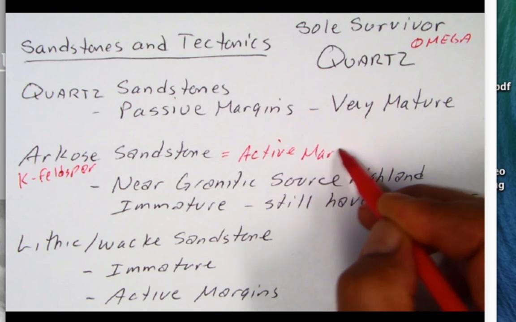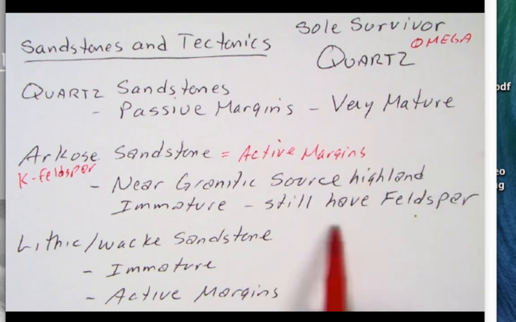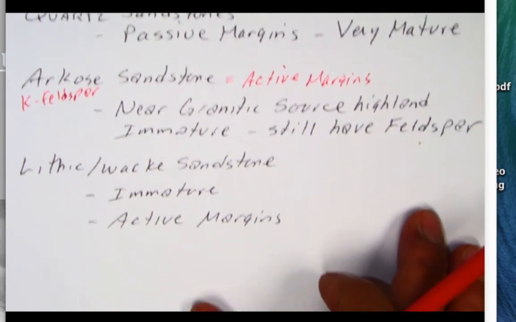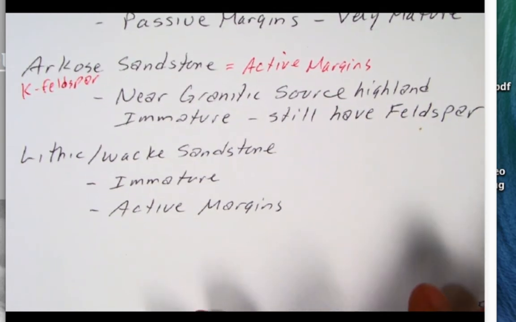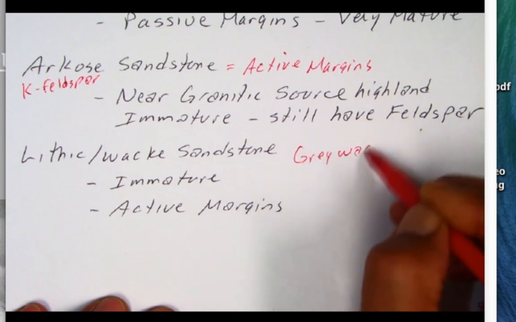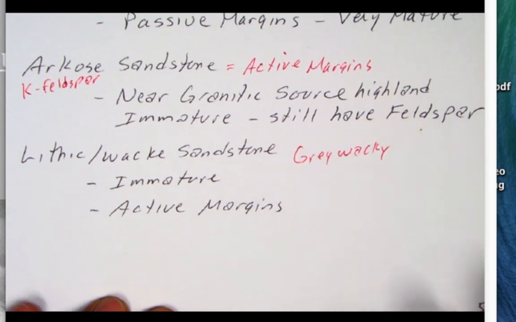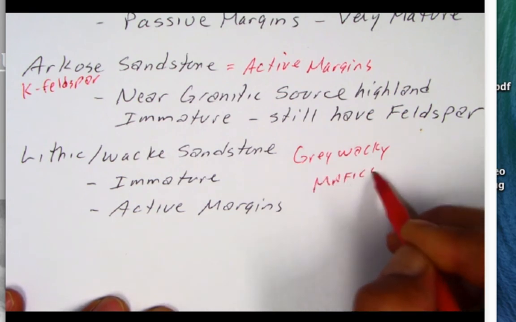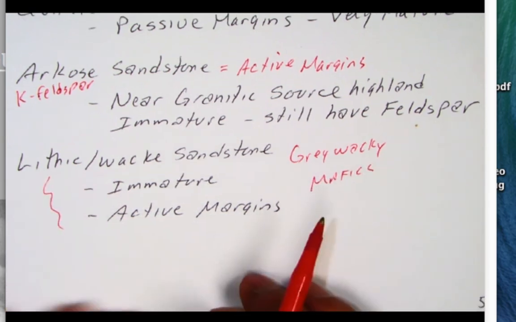Now, immature still have feldspar, exactly. So for the last one, it's called a lithic or wacke sandstone. Sometimes we use the word graywacke because there are some dark minerals mixed in. So this one would have some mafics. And then remember, the word lithic here just means stone.